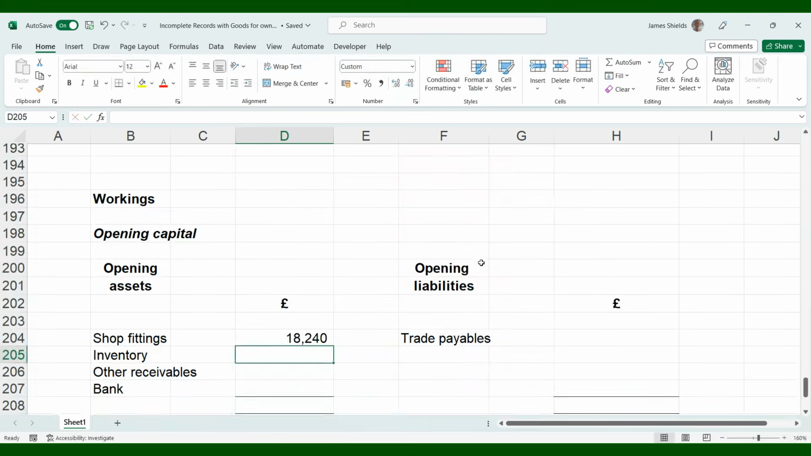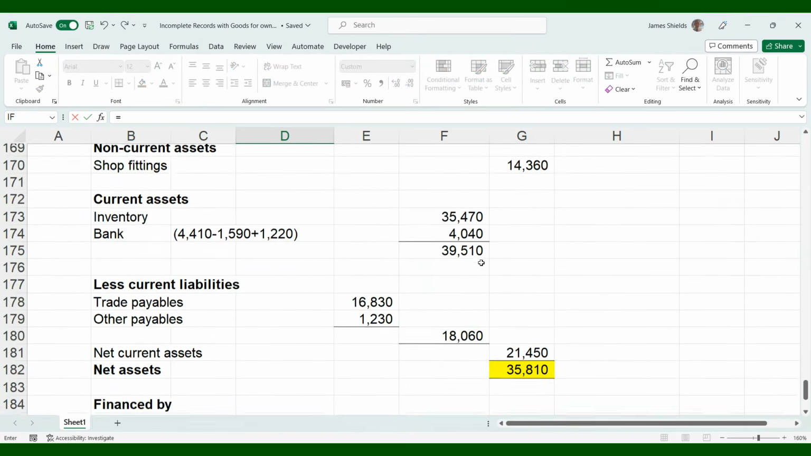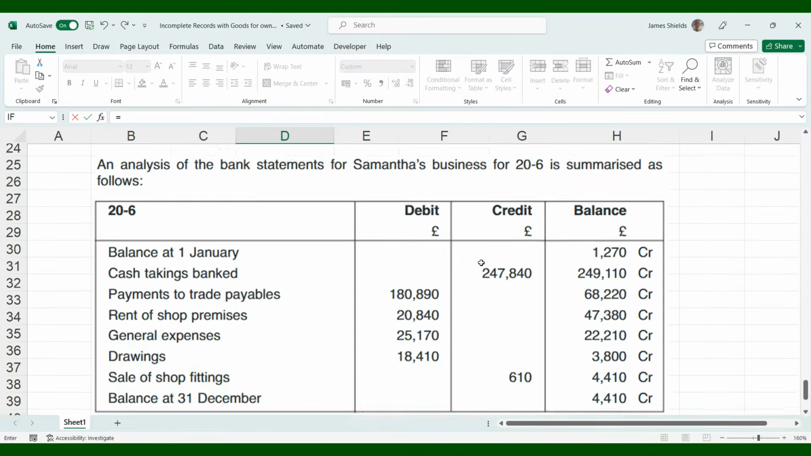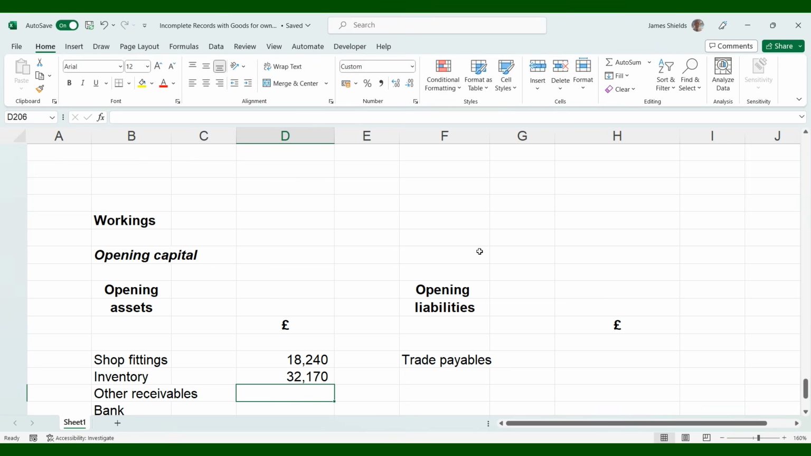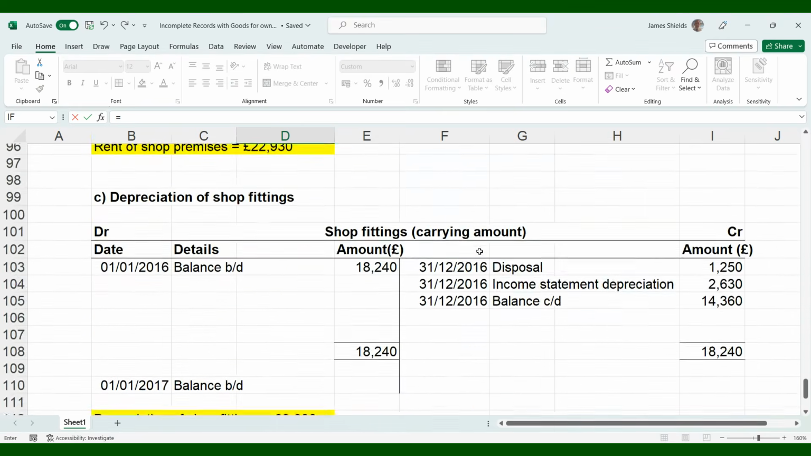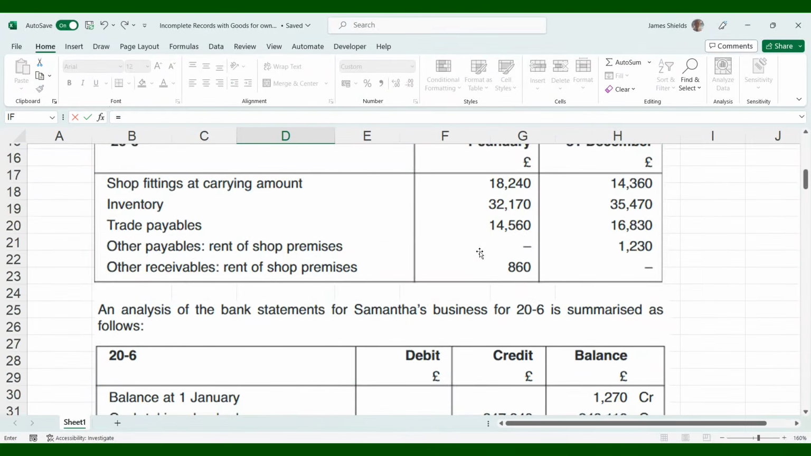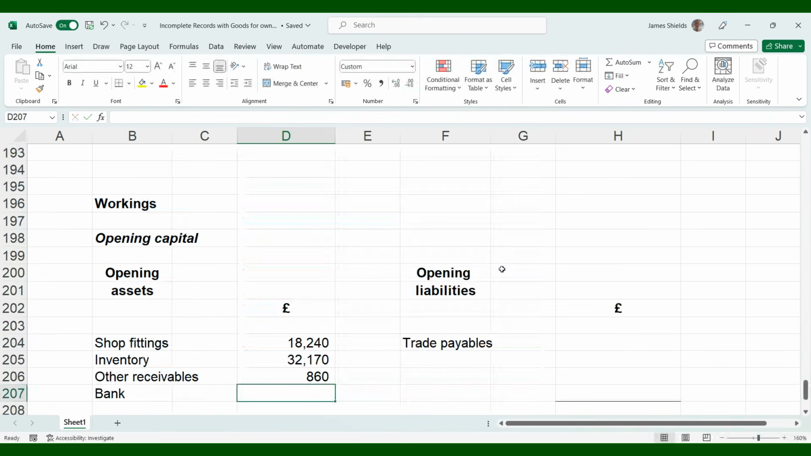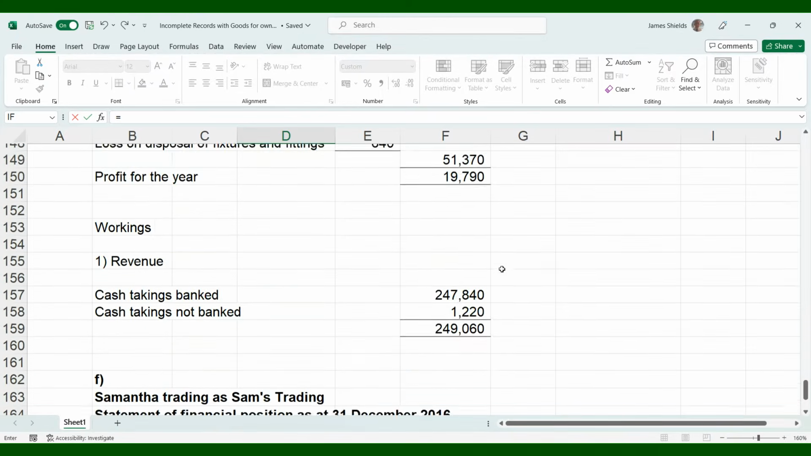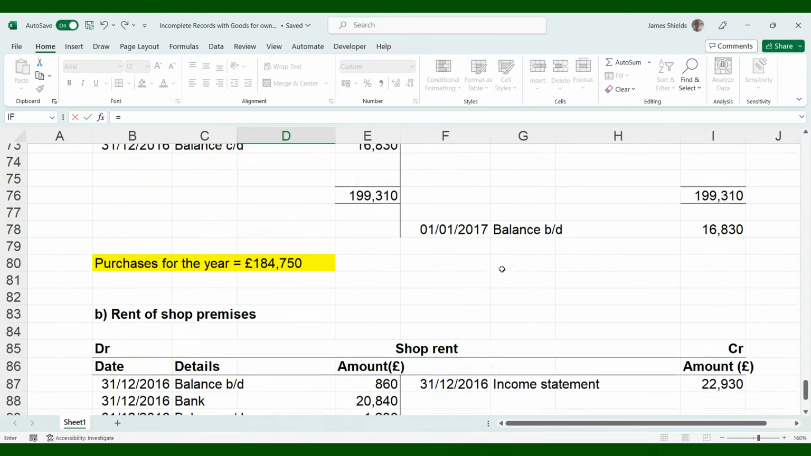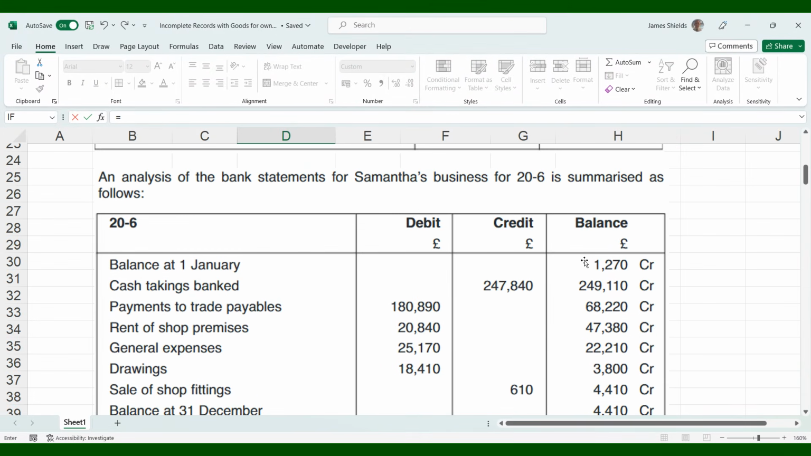Inventory was another asset at the beginning of the year. So again, the initial information we had for inventory was £32,170. Then we had other receivables. So again, back to the beginning of the question. They were £860. So that's all of our assets at the beginning of the year. But the one that people miss out is the bank. For the bank, you go to the bank statement and you look for the balance at the beginning of the year. And here we have £1,270 at the 1st of January.